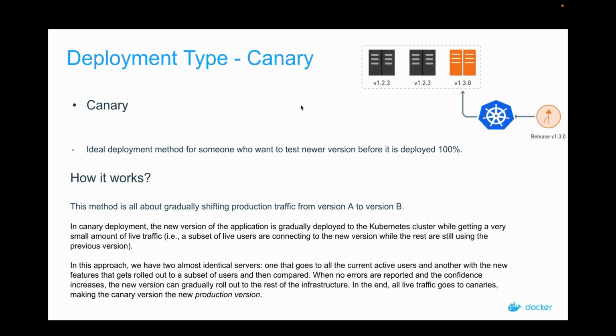In this approach, you set up 2 identical servers, where half of your current users point to one of the servers, and the other half get the new features that are rolled out. And when you examine that there is no error reported and you are confident enough, the new version gets gradually rolled out to the rest of the infrastructure, and in the end all your live traffic goes to the canaries, making the canary version the newer production.